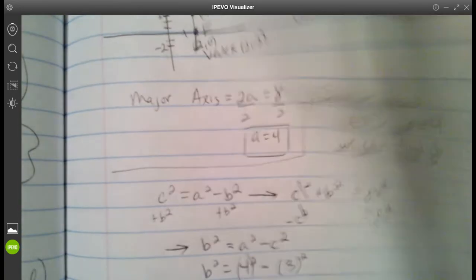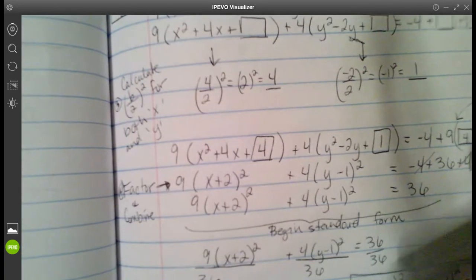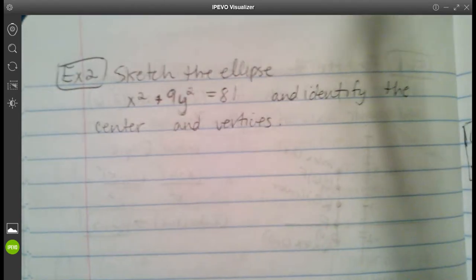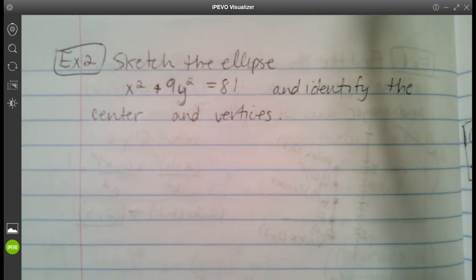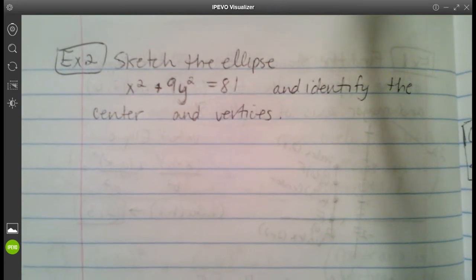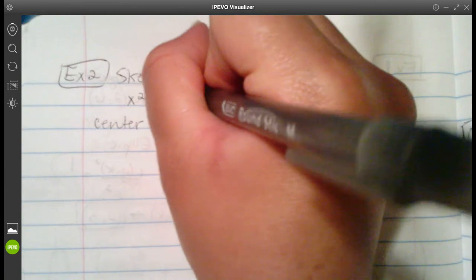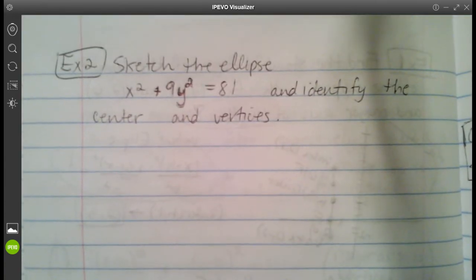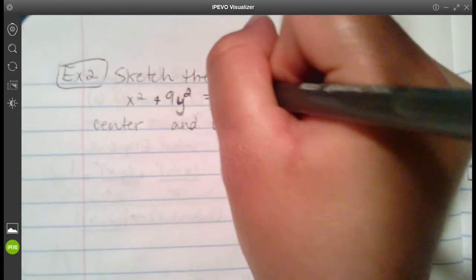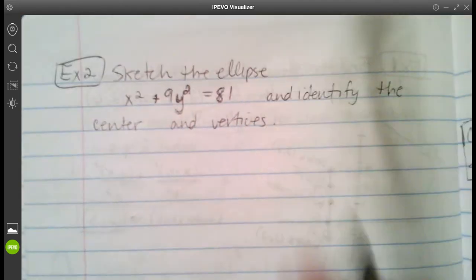Okay, let's go ahead and move on. We have one more example we're going to do together, and then the last one you can kind of get a glimpse of already done for us because it is a lengthy one. So example 2: sketch the ellipse and identify the center and vertices. We have the equation for this one, and we're going to use it to figure out what everything else is.